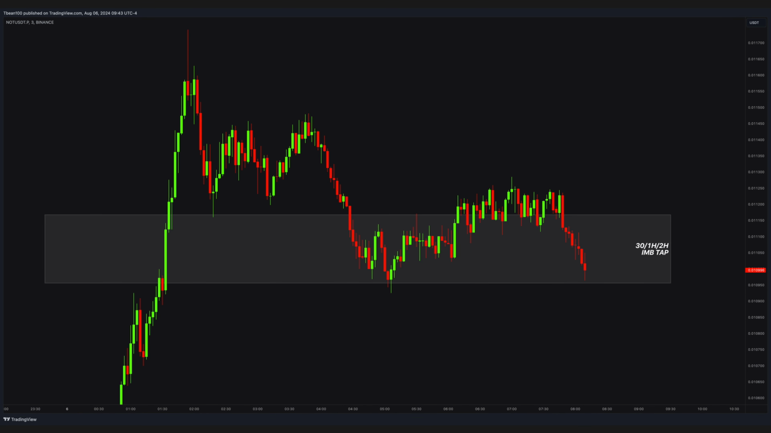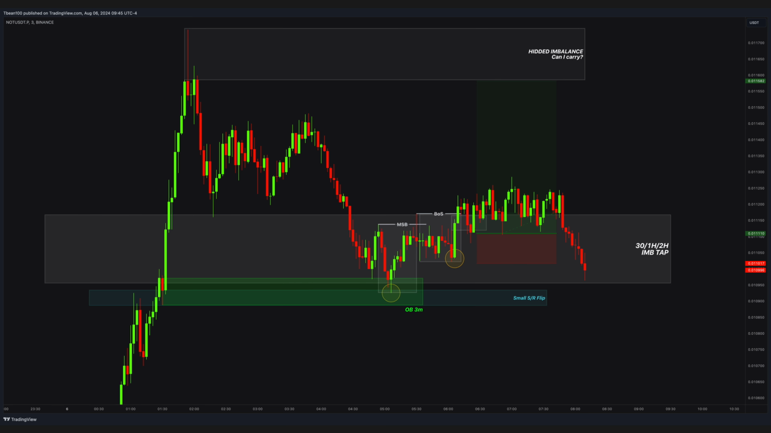Once the price tapped three different high time frame imbalances, you can notice what happens here. Price hits this small inner support and resistance flip area with the inner small order block. After that, you can notice the market structure breaking, and the next break of structure here. I made a nice risk-reward based entry here.